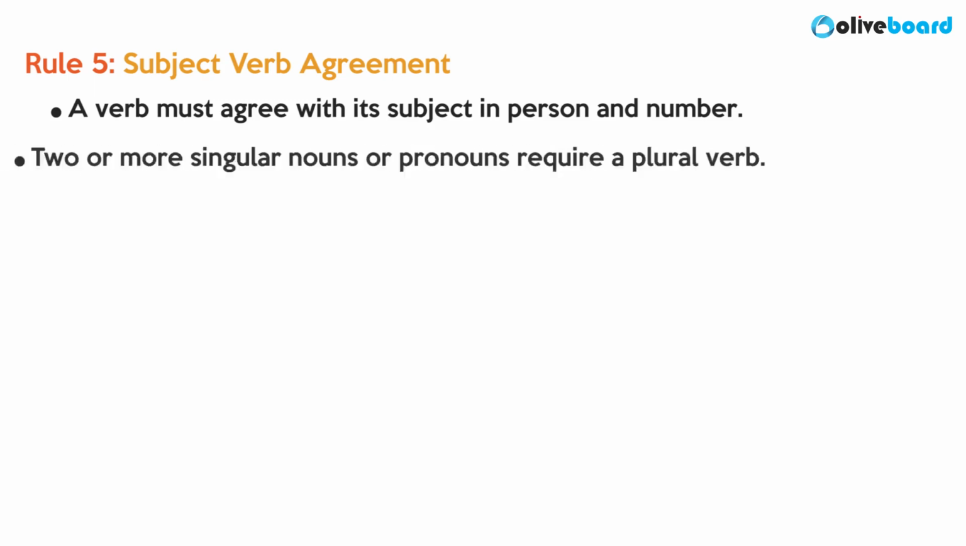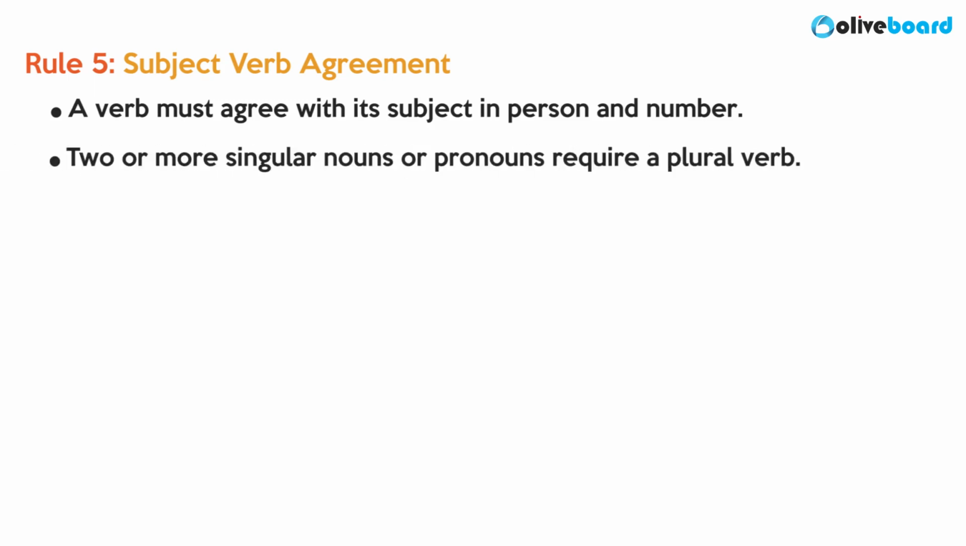Now, whenever we have two or more singular nouns or pronouns, it requires a plural verb. ये पहला rule है आपके subject verb agreement का. For example, gold and platinum are precious metals. अब यहाँ पे we are referring to two things, gold और platinum. Hence, we will use are. तो आप देख रहे हो कैसे आपका subject, which is gold and platinum, क्योंकि वो plural है, it will also take a plural verb, which is are.